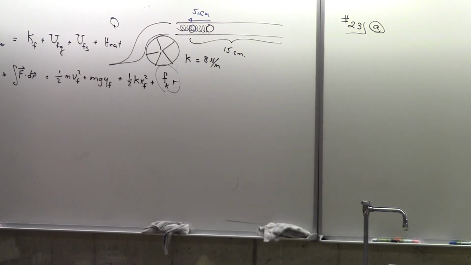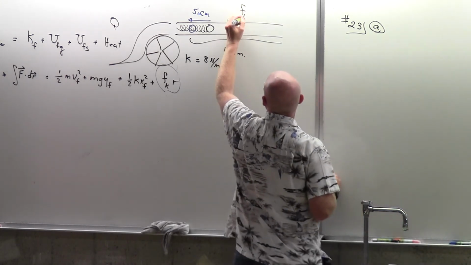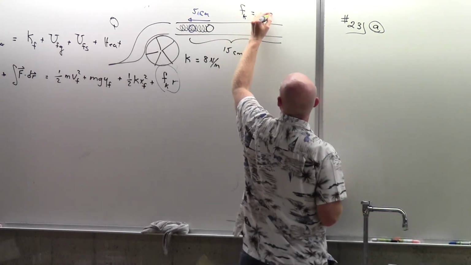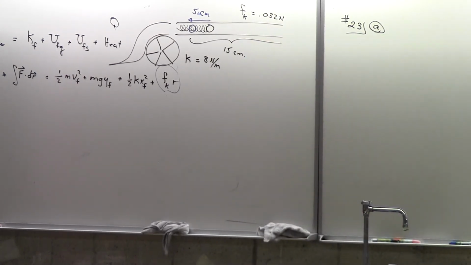When the cannon is fired, the ball moves 15 centimeters through the horizontal barrel of the cannon. And the barrel exerts a constant force of 0.032. In fact, maybe I'll put that up here, that the force as it slides along is 0.032 newtons. Okay, so I think I have everything in there, and now I'm ready to answer this. What is the speed of the projectile when it leaves the barrel of the cannon?